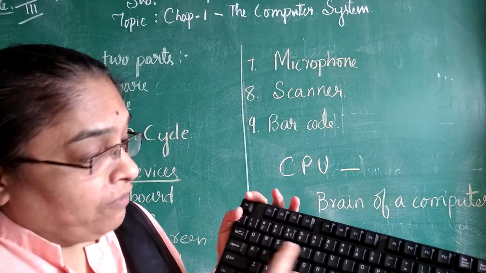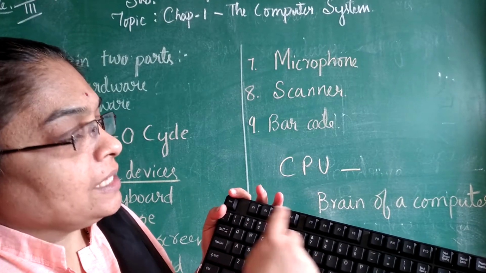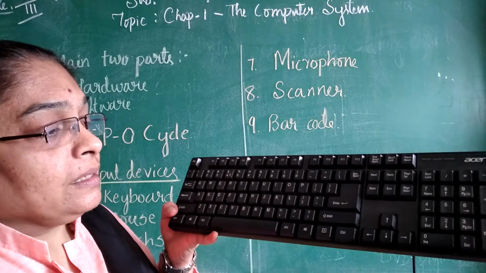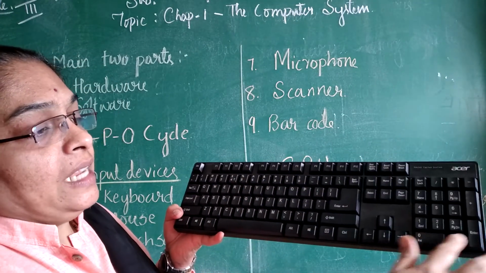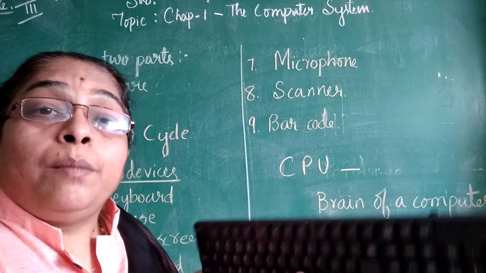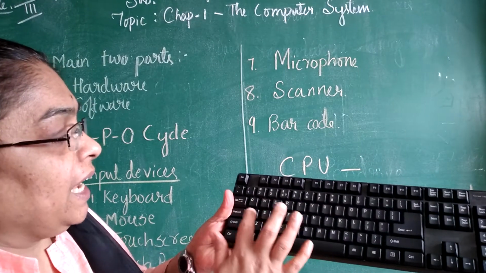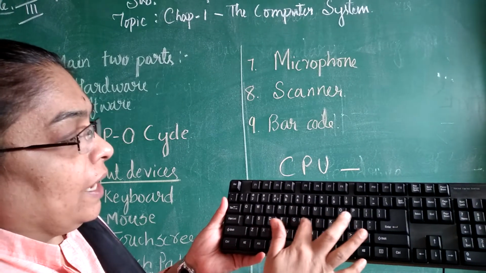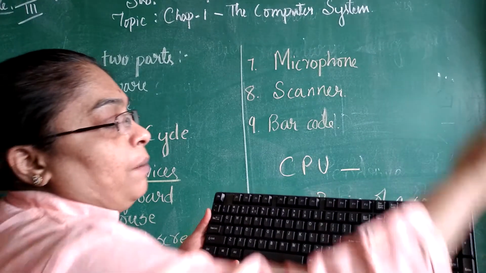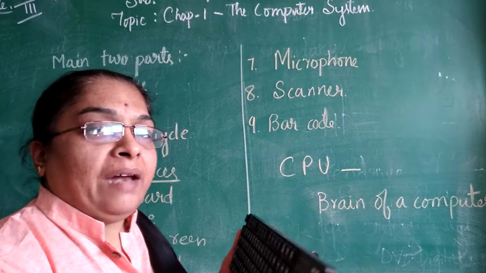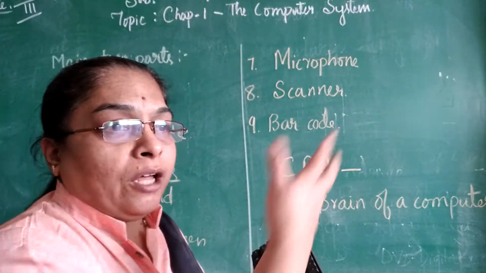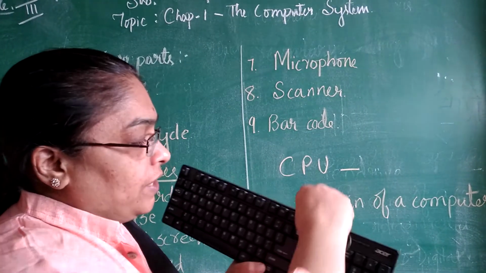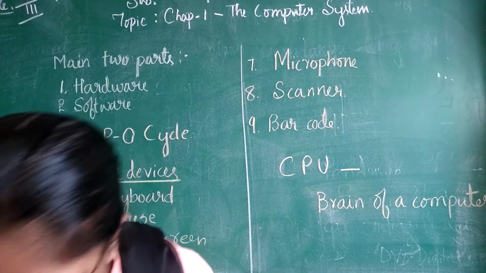There are alphabetic keys, numeric keys and function keys. So children, this is how it is. This is one of the input devices. When I say RV school, what do I do? RV school. I type like this. This input will go to the CPU and from there it gets shown on the monitor, that is the output device. So this is one of the input devices.